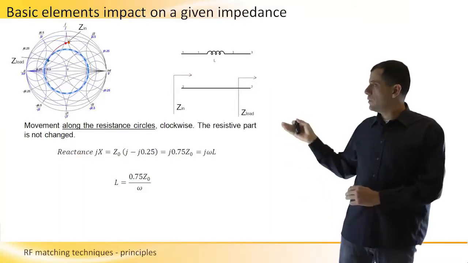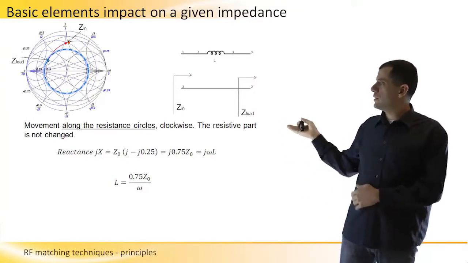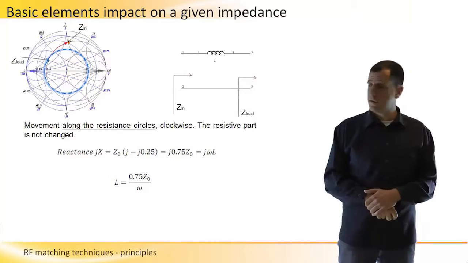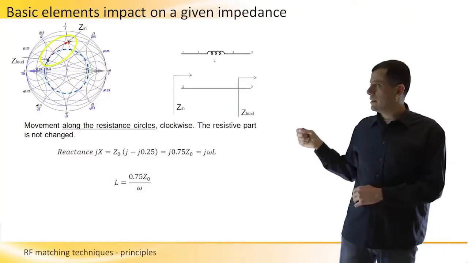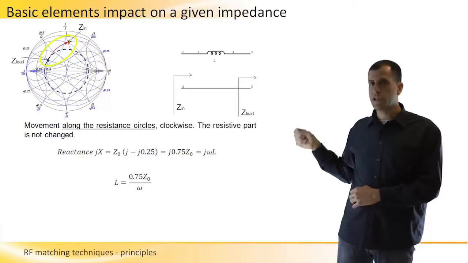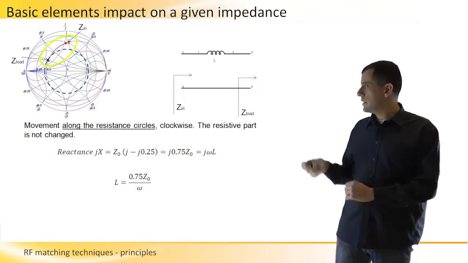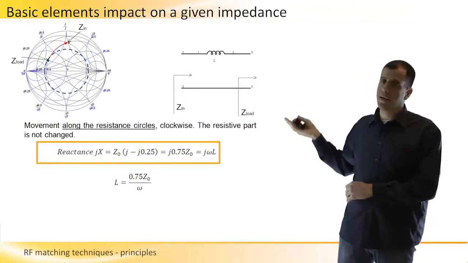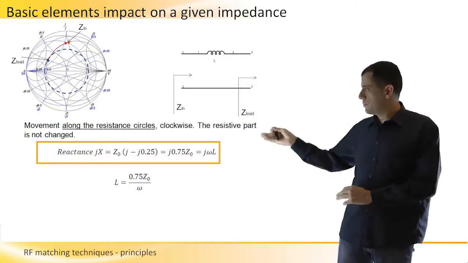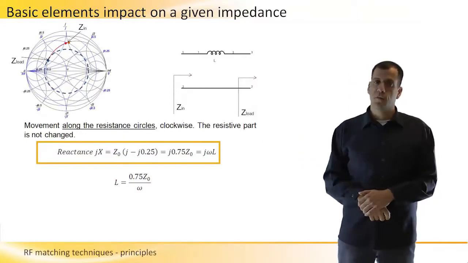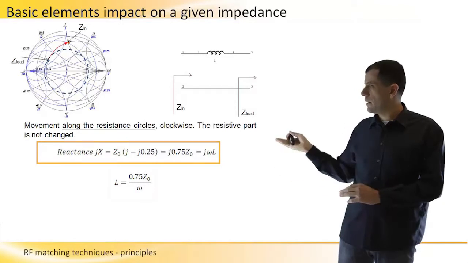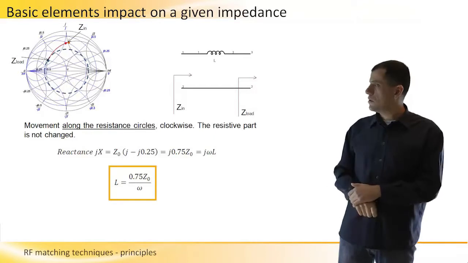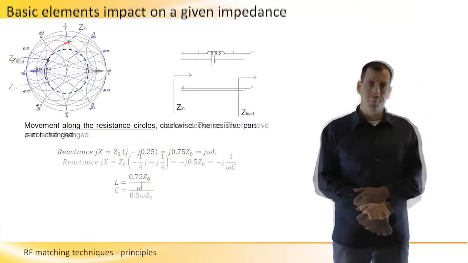And if we look at the value, what is the connection between the movement that we did on a Smith chart to the value of the inductor? Then the difference between the end reactance and the initial reactance is, in this case, 0.75 j, which is equal to j omega L, obviously. And if we play a bit with this formula, we will receive the value of L. In this example, it is 0.75 Z0 divided by omega.